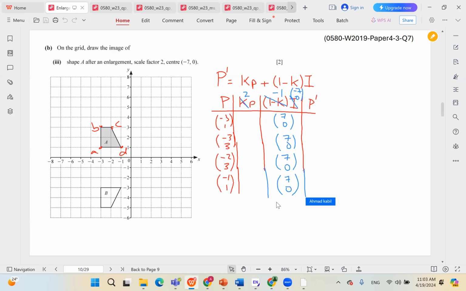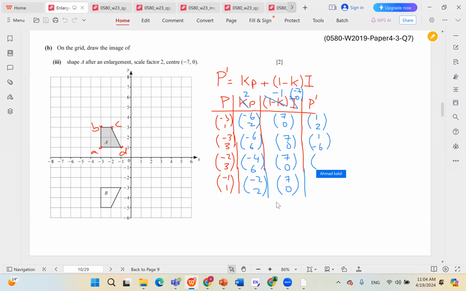Now let's multiply p by 2. So here we get negative 6 and 2, negative 6 and 6, negative 4 and 6, finally negative 2 and 2. And then we add the vector, which is basically adding 7 to the upper element. So this is 1 and 2. This is 1 and negative 6.